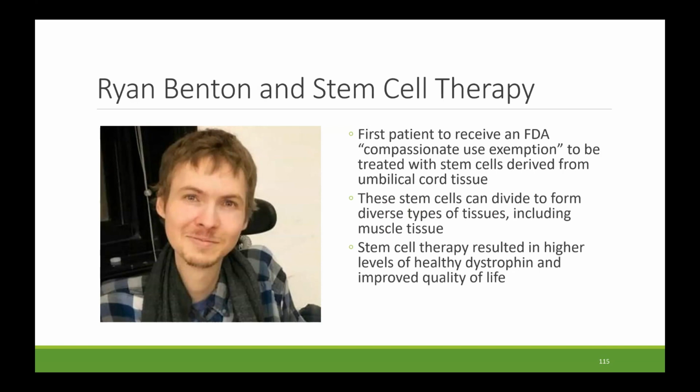Unfortunately, this therapy is not a cure. It provides a temporary infusion of healthy cells, but it doesn't correct the underlying mutation. And so in 2015, Ryan passed away at the age of 37 after having received 6 years of stem cell therapy. The therapy likely contributed to him living much longer than the average life expectancy for someone with DMD, which is only 28 to 30 years on average.